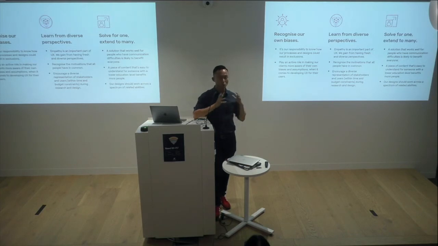Second point, when we recognize our own biases, we can start to learn from diverse perspectives. So empathy is really important in the process. We gain from having fresh and different perspectives. So don't be afraid to invite someone that you might have thought, oh, I'm not so sure about being in that workshop. Maybe think about the benefits of having that person or that group of people that you might, for whatever reason, because of your own biases, think it's a bad idea. But actually having them brings a fresh and interesting perspective to the problem that you're trying to solve.